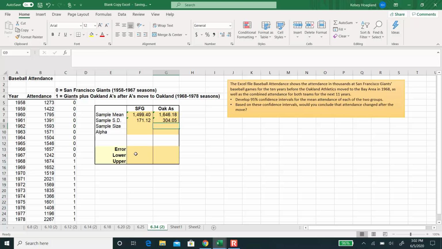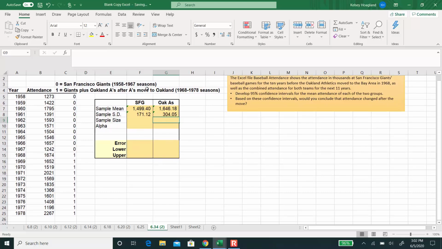We get 304.05. Now for the sample size, for the Giants' original seasons, it starts at 5 and goes to 14, so that's 10. And then for the 68 to 78 season, it starts at 15 and goes to 25, so that's 11.